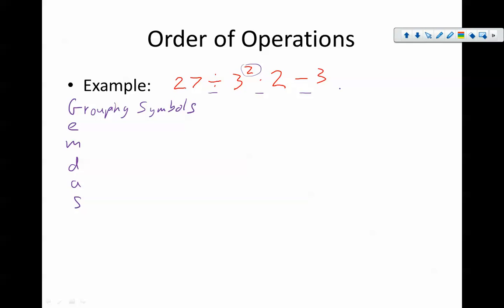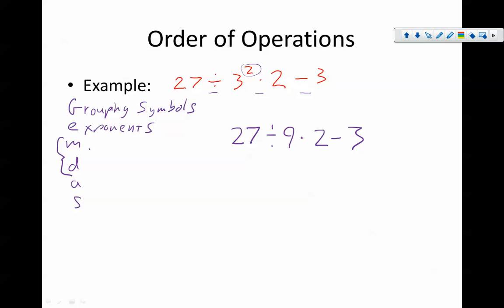So grouping symbols, there's none here. Great. So we move on to the exponents. And there is an exponent here, this 3 squared. So we're going to leave the expression the same, except we're going to do that operation, and we're going to get 9 there, times 2 minus 3. So then we have our multiplication and division steps.